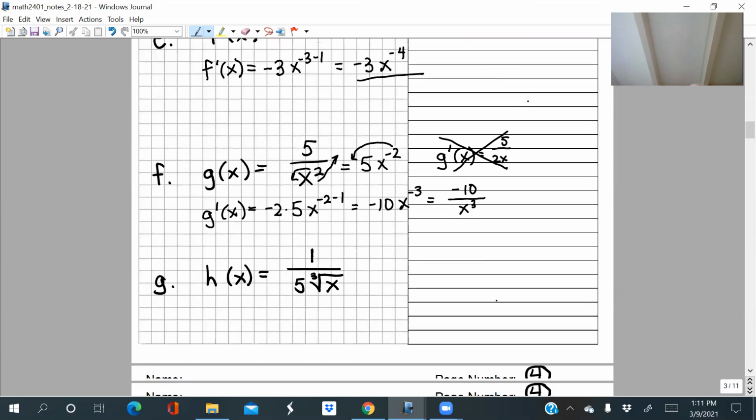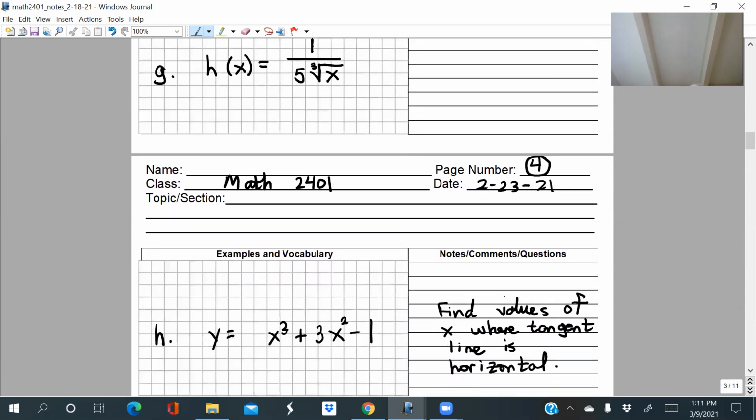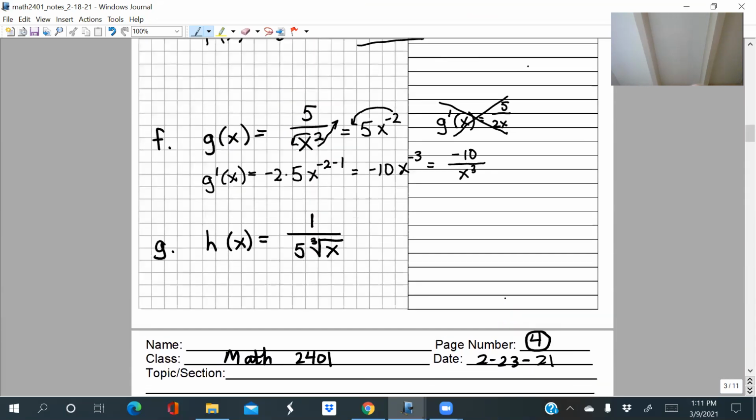Let's quickly do one more. I think I've got one. Well, I've got 2 more, but let's do this one really fast. Okay. All right. So I want to find the derivative of this function, 1 over 5 cube root of x. Wow. How would I do that?